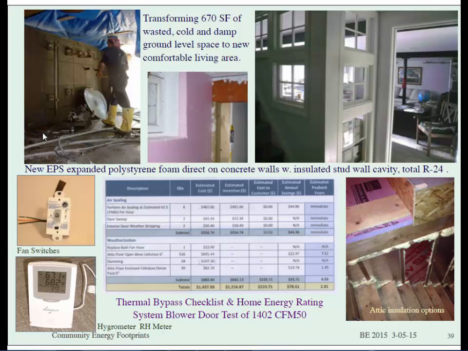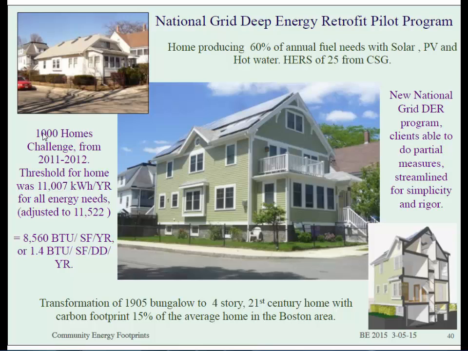Some of the things we did inside, and this is all pretty standard. But this is a house in Quincy that we completed a couple years ago, and this met the 1,000 home challenge threshold, which got us down to about 11,000 kilowatt hours a year, or about 8,500 BTUs per square foot per year. So this is just where we can go. It's the house up there. Again, we added square footage to this bungalow, from a 2-story to a 4-story, using all four floors.